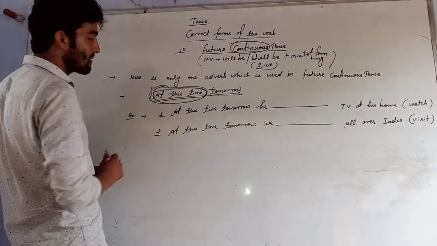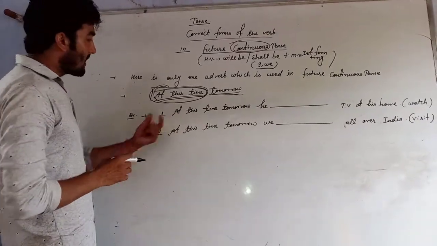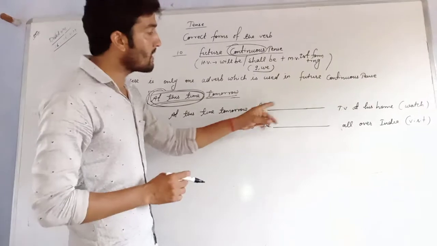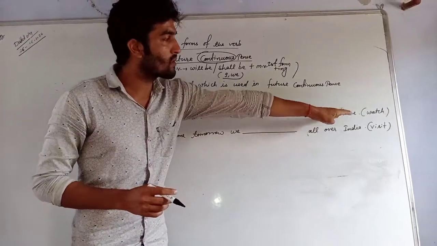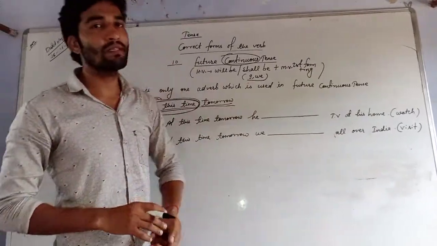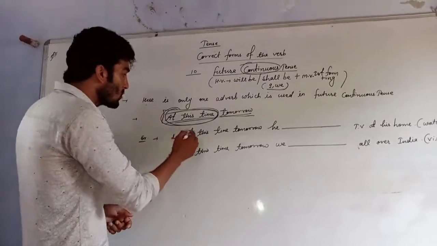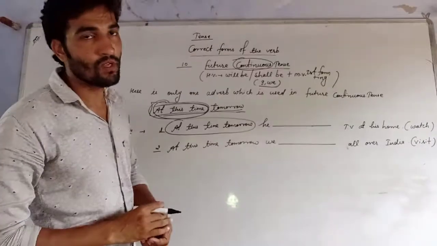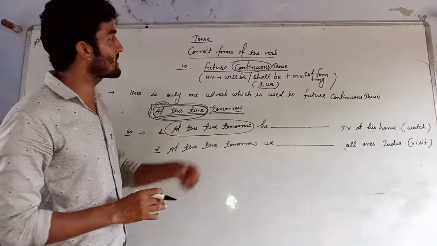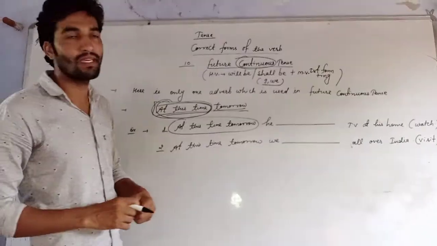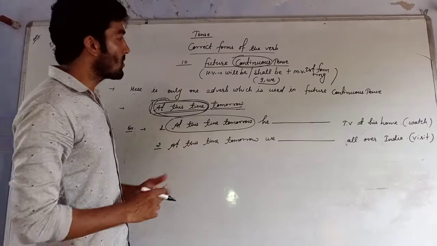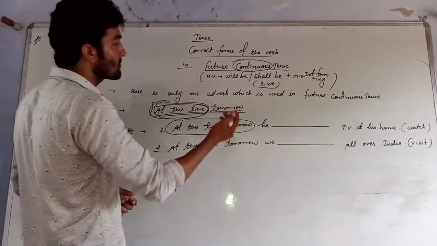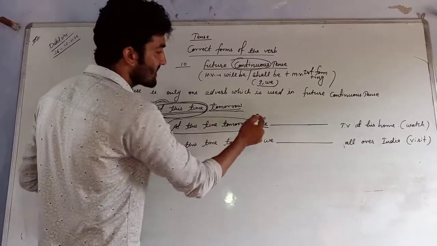So look at the example. The very first is: at this time tomorrow he blank TV at his home. In the bracket the verb is watch. Look here, it is given at this time tomorrow. It means future continuous tense will be used. According to the subject, you will have to take the helping verbs. The subject is he.